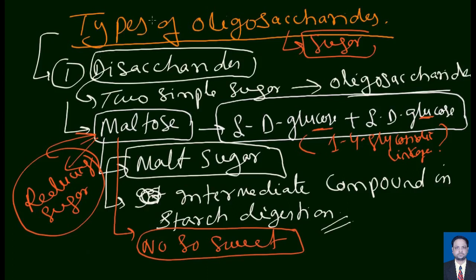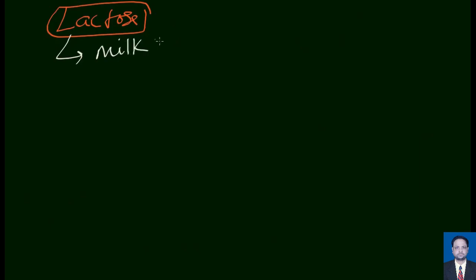Okay, now let's talk about the next disaccharide, that is lactose. The second disaccharide present in the syllabus is called lactose. This lactose is sometimes called milk sugar because it is normally present in milk.